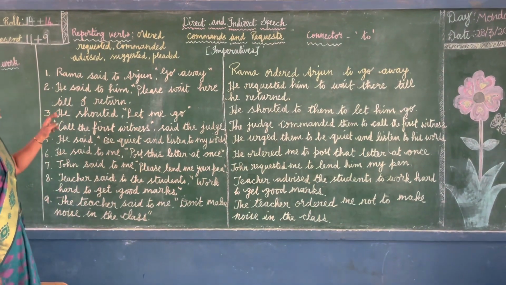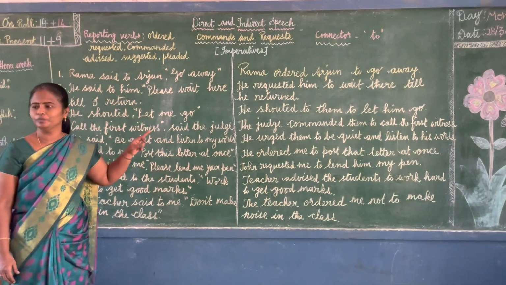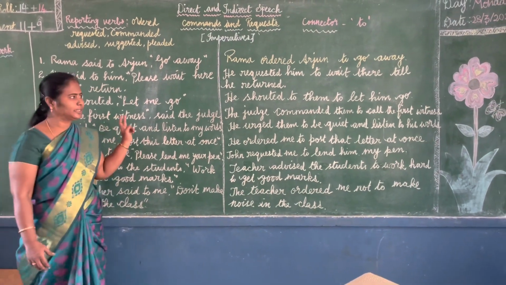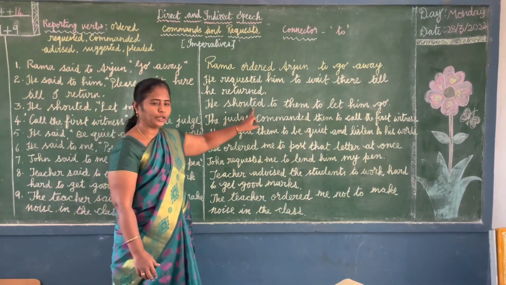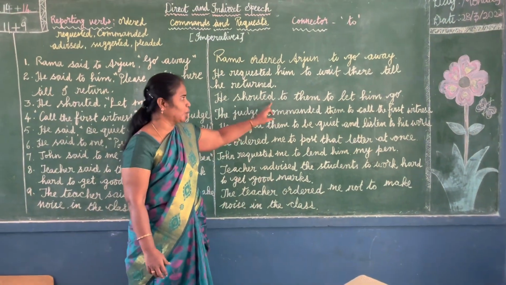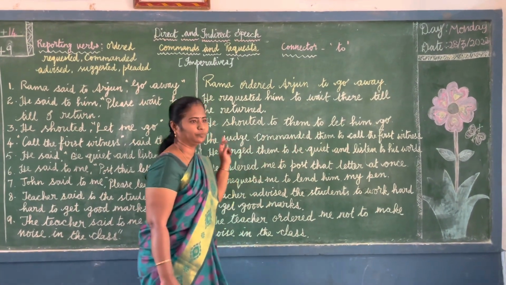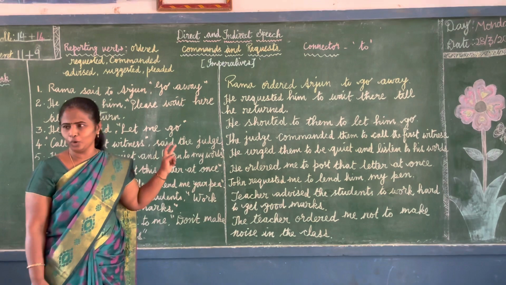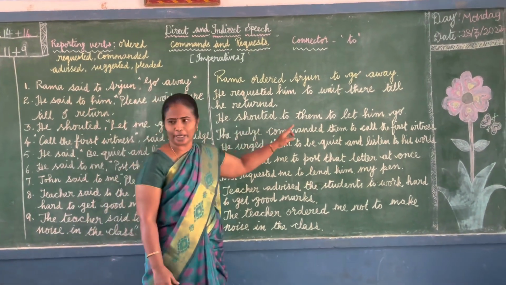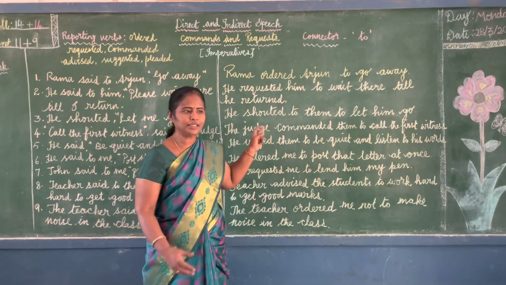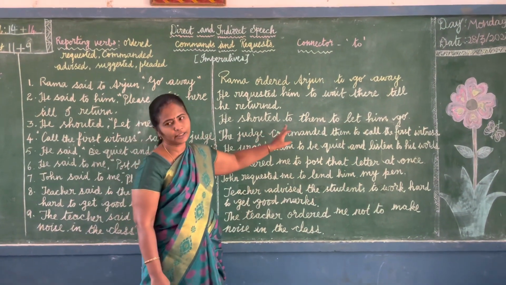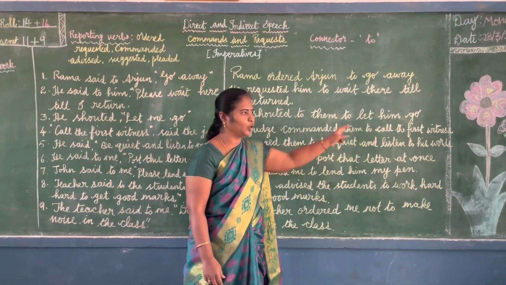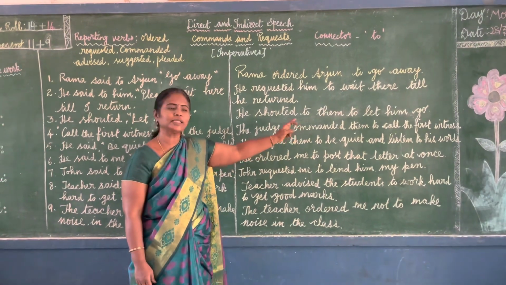Yes, miss. He shouted, let me go. Okay, so here "shouted" is given. So here you can write he shouted to them. He shouted to whom is not given, so we can write "to them". He shouted to them to let him go. So "let me" will be changed into "let him".